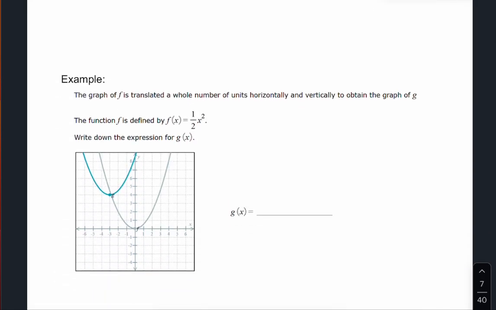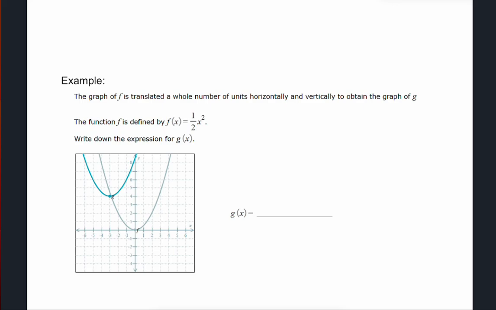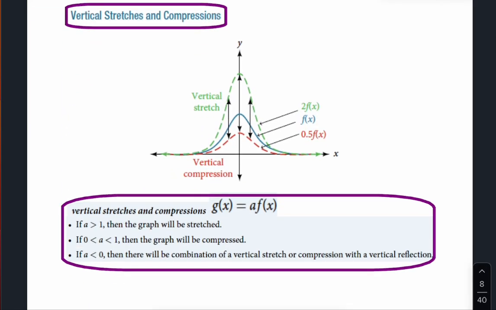Okay, so we are going to skip this example. We're going to come back to it once we talk more about what happens if we have a multiple on the outside of the function. So skip this one for now. We'll come back to it.